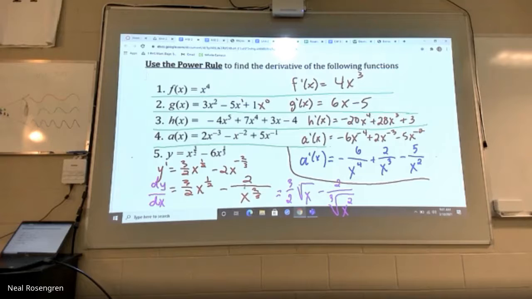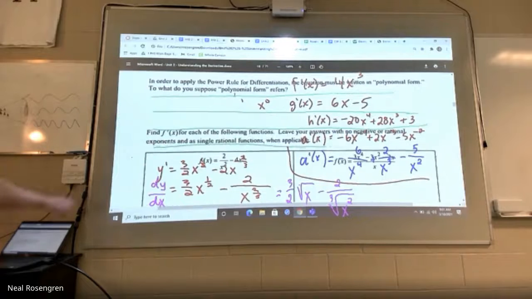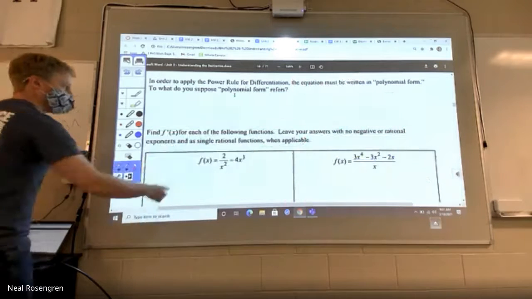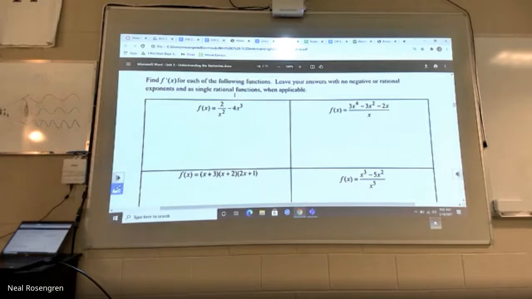Feeling okay with power rule? Okay, so now let's jump back into the actual guided notes themselves, because what you're going to see when we turn to page 131, so go ahead and do that, turn to 131. And look at the instructions at the top. Okay, find f prime for each of the following functions. Look, they specify what they want. Leave your answers with no negative exponents. And they even say no rational exponents, right? So we would have to make the switch to radical form with the roots and all that stuff.